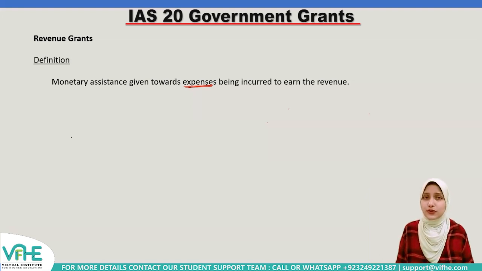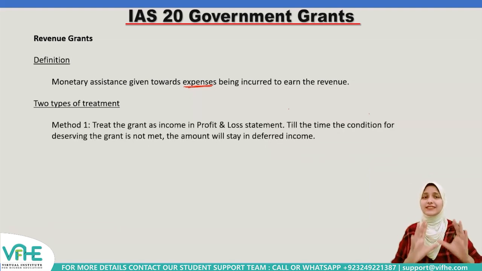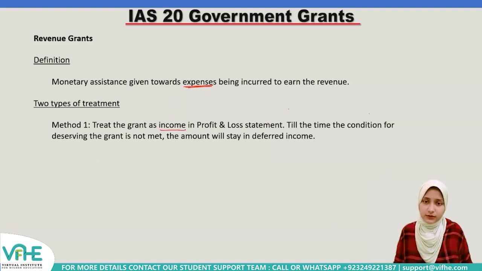Now, how do you record it? If you receive this money, how do you record it in your books? There are two types of treatment that are allowed. As per method 1, you're going to treat the grant money as a grant income in the profit and loss statement. The word income will play a key role here.